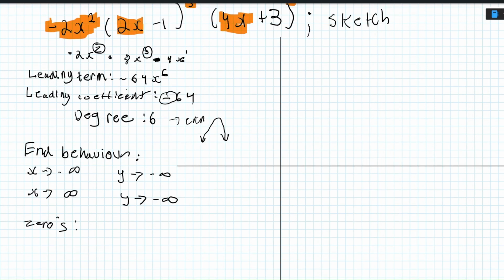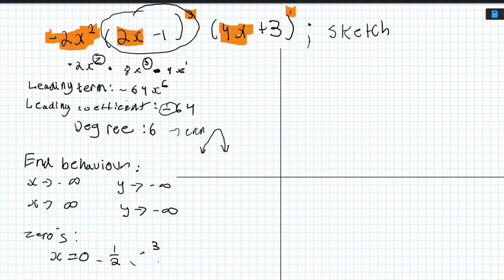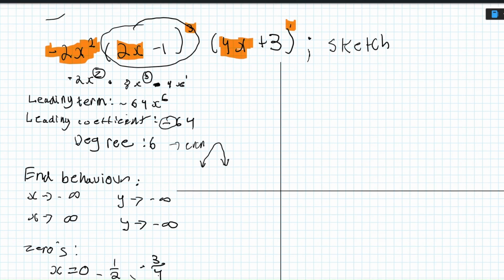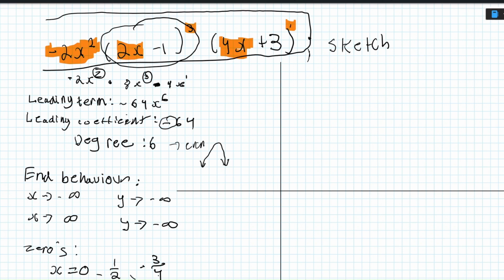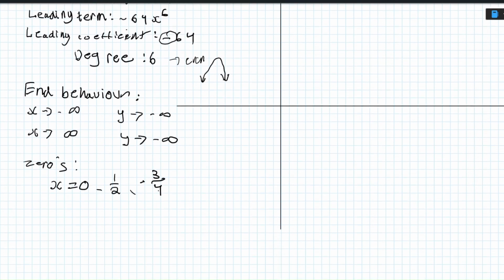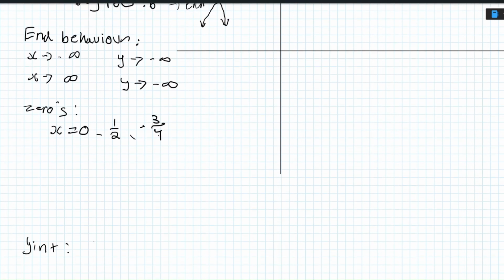Next, we need our intercepts. For our zeros or x-intercepts, we need to look at each factor. Setting them equal to 0 gives us the x-intercepts of x is equal to 0, 1 over 2, and minus 3 over 4. For our y-intercept, we plug in 0 for x. Since we have an x squared factor right at the front, multiplying everything by 0, it just gives us a y-intercept of 0. Notice this matches one of our zeros, so the graph will directly pass through the origin.